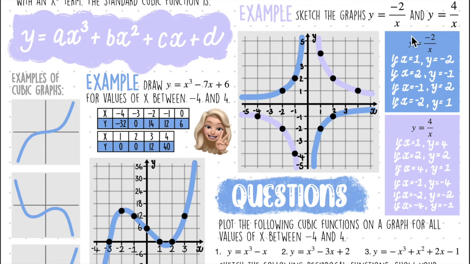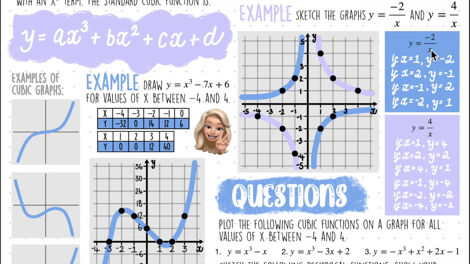So if we look at y is equal to minus 2 over x first, what I tend to do is I say, well, what values of x can I take that make this fraction quite easy for me? So if I took the value of 1 here, my y would equal minus 2 divided by 1, which is minus 2. So I know if x is equal to 1, y is equal to minus 2. And I can plot that really easily. I go x equals 1, y equals minus 2 is this dot here.